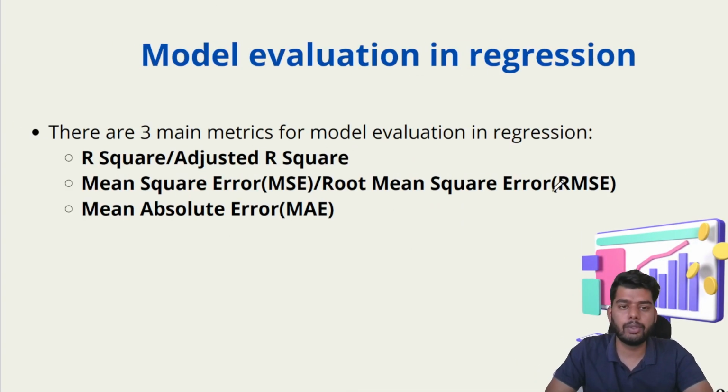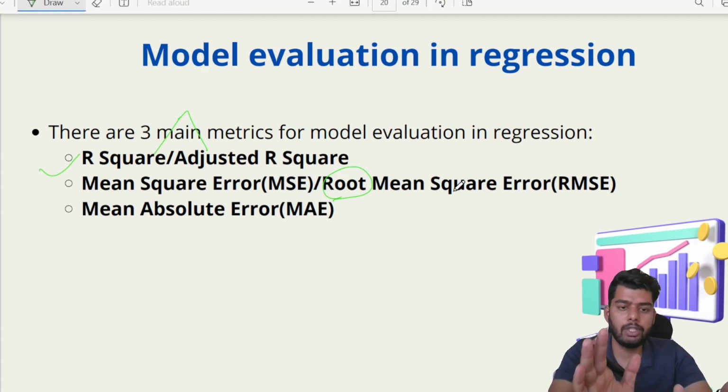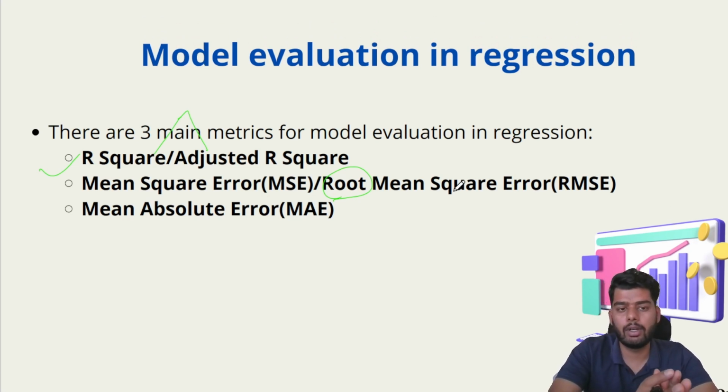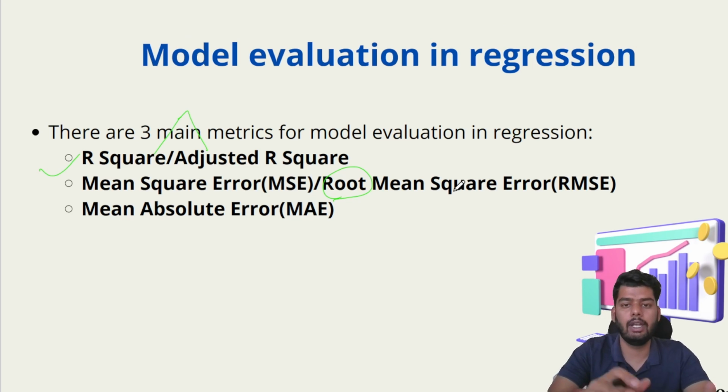Now let's move to model evaluation for regression. There are three main metrics that we use. First is R square and adjusted R square, which are two different things that we'll discuss. Then we have mean square error or root mean square error, which is the root of the mean square error. And then you have mean absolute error. We'll see the formulas of all these in the next module. But for now, let's start and code the linear regression using the data set that we discussed, the salary and experience data.